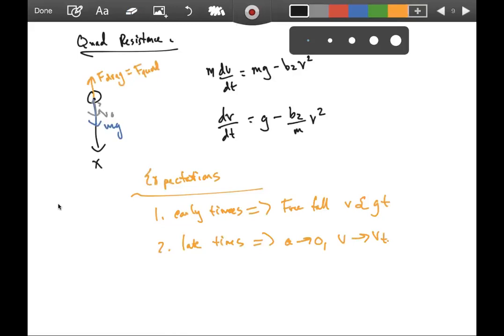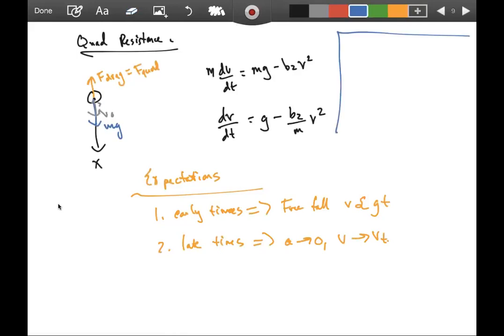For terminal velocity, since the acceleration is equal to zero, we have g minus b2 over m times the terminal velocity squared equal to zero, which means our terminal velocity is going to be the square root of mg over b2. Slightly different from before, but basically the same thing. Our expectations are basically the same, but the details are going to be different because now we have a quadratic velocity instead of a linear velocity, which means we won't be able to use the integrating factor in this case. And again, it's going to depend on the initial velocity.